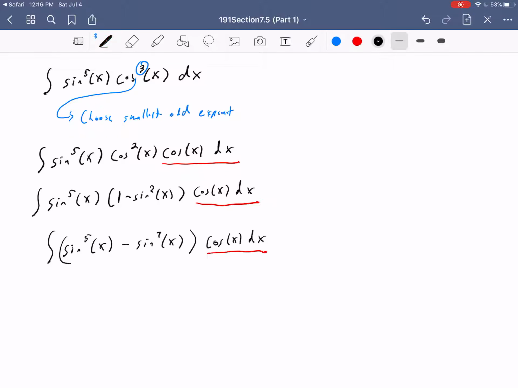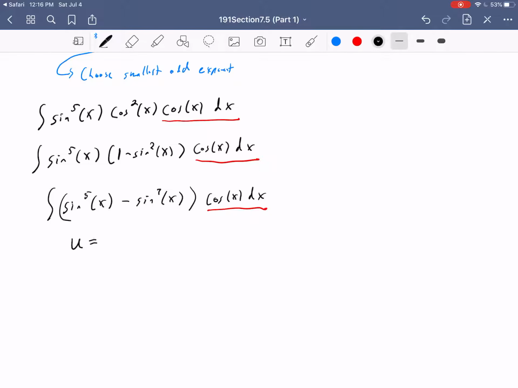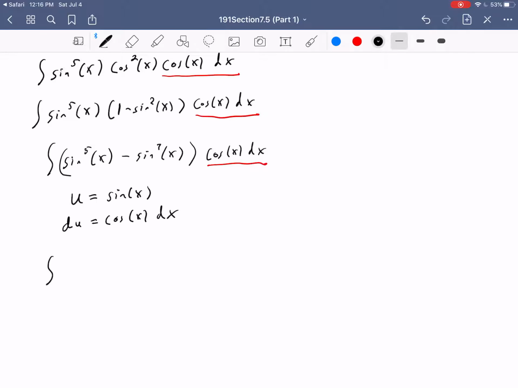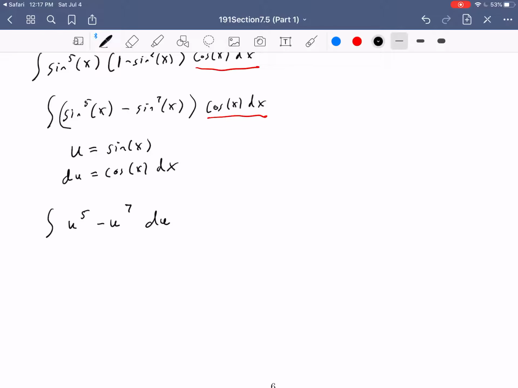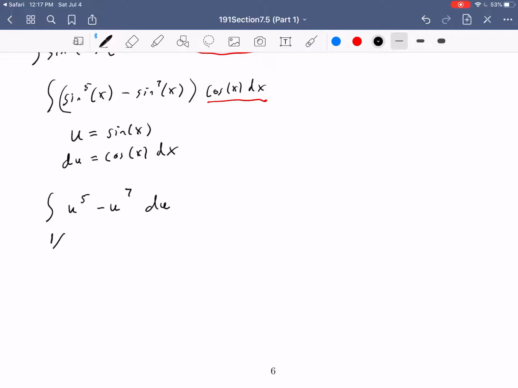And then we can go ahead and do our u substitution now. U equals sine of x. Du is cosine x dx. So if we go ahead and pop that in, we get u to the fifth minus u to the seventh, and then we have our du at the end there. Now we can integrate with the power rule, nice and easy: 1/6 u to the sixth minus 1/8 u to the eighth plus c, since we finished all our integrals.